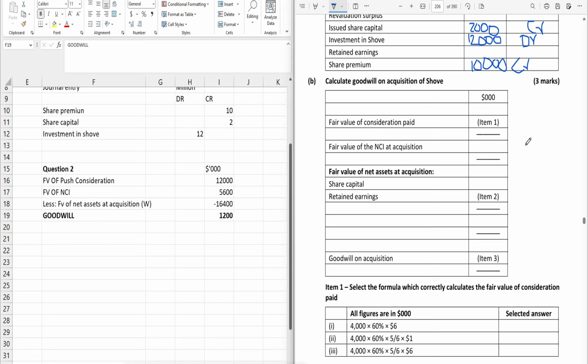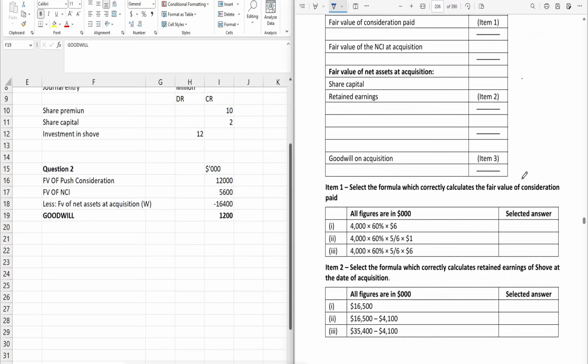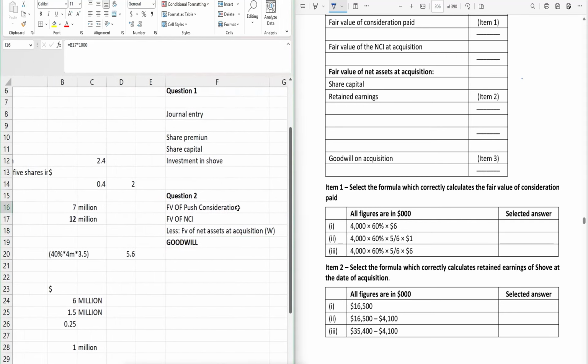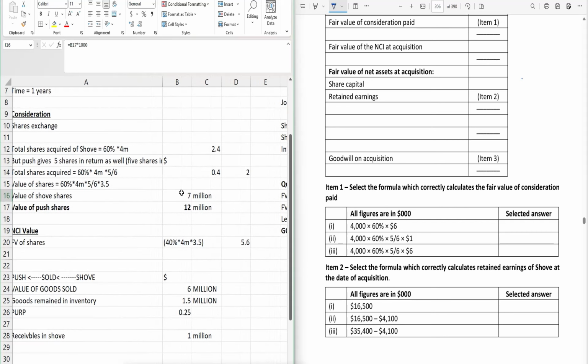So what the first box is saying, look for item 1, the fair value of consideration paid. In item 1, select the formula which correctly calculates the fair value of consideration paid. So how do we calculate the 12,000? How do we calculate? B17. Yes, this is the case. So we have taken 60% of 4 million. As they have taken the 30 in the comment, that means 60% of the 4,000. So in every option you will find this.